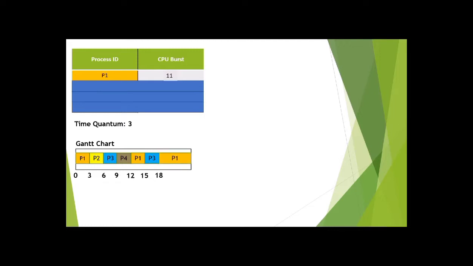Ibig sabihin, gagamitin niya na lahat ng oras na natitira niya. So, that's how round robin works.